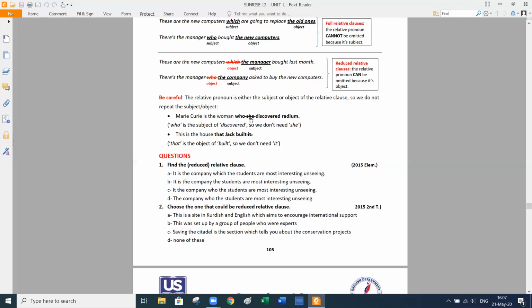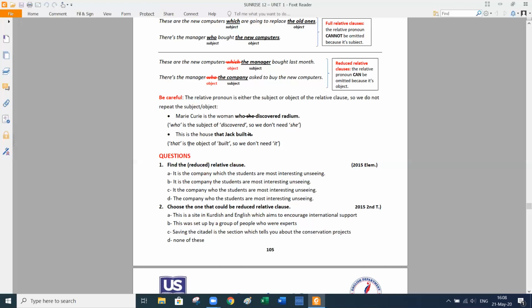If they write she here, for example, if they write the subject as well, in addition to who, that will be wrong. For example, if they ask a question like, which of the following relative clauses is correct, pay attention to this. If they write something like this, it is not correct. Okay, who is the subject of discovered, of the verb? So we don't need she, we don't repeat it.